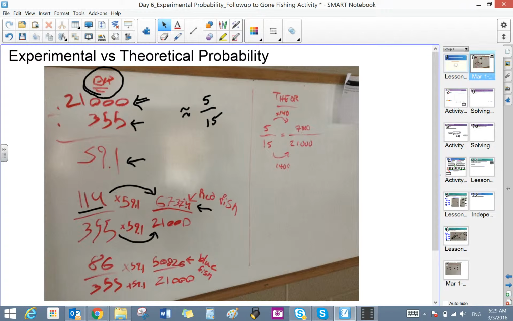So lots of great opportunities. And over here, what I had done with the student was said, let's compare. So we took the experimental ratio and the theoretical ratio, and worked our way through to do a comparison.